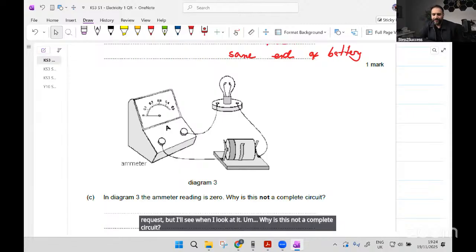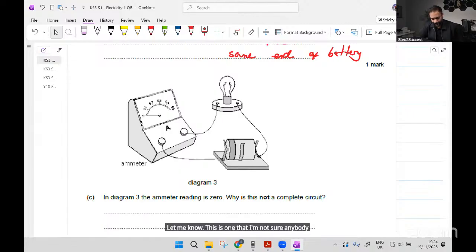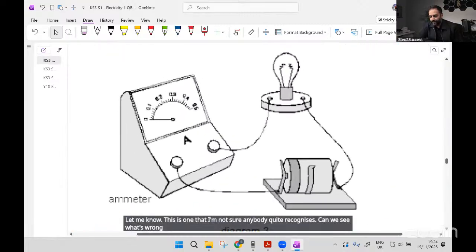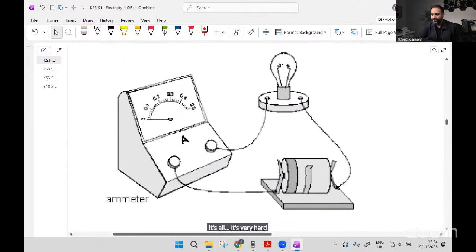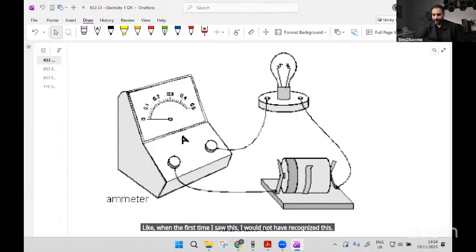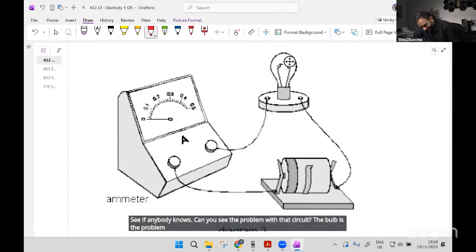Does anybody know? This is one that I'm not sure anybody quite recognizes. Can we see what's wrong with this circuit? It's very hard to see this unless you've seen this question before. The first time I saw this, I would not have recognized it. See if anybody knows. Can you see the problem with that circuit? The bulb is the problem with that circuit.